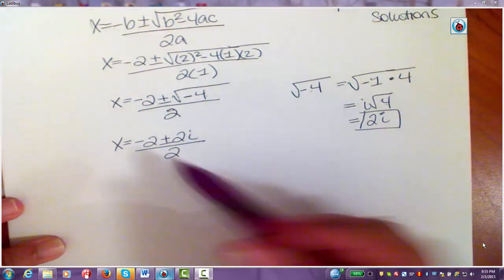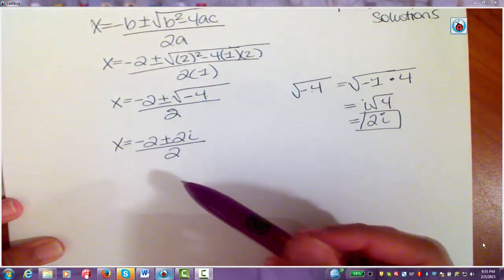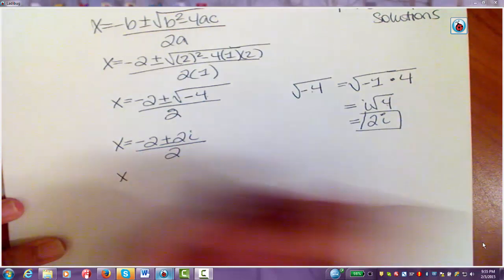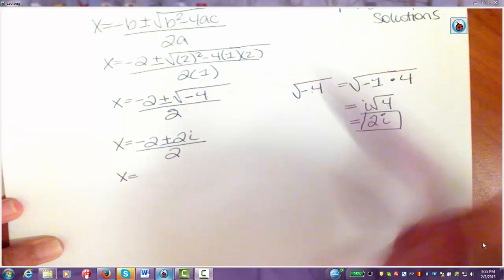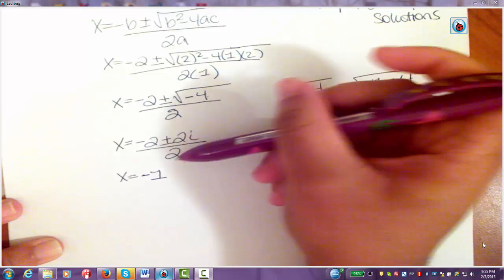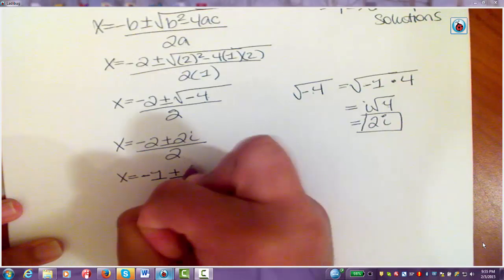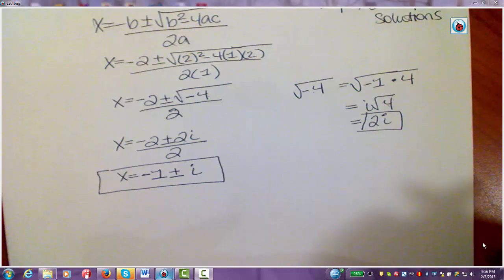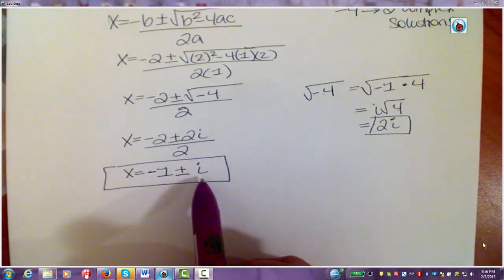So now we simplify. Always simplify anything you're doing in math if it can be done. Alright, so x equals negative 2 divided by 2 is negative 1. 2 divided by 2 is 1. So we get negative 1 plus or minus i. So that is our complex solution. Remember, we have a real part and the imaginary part.